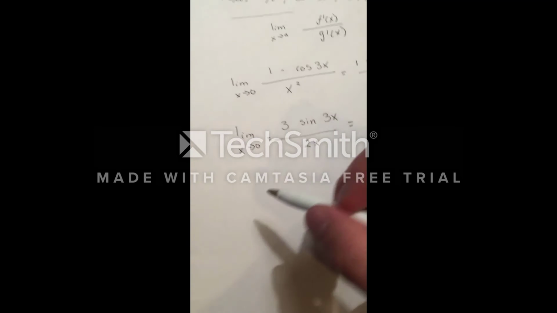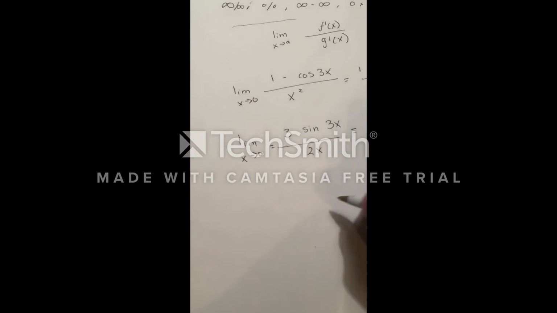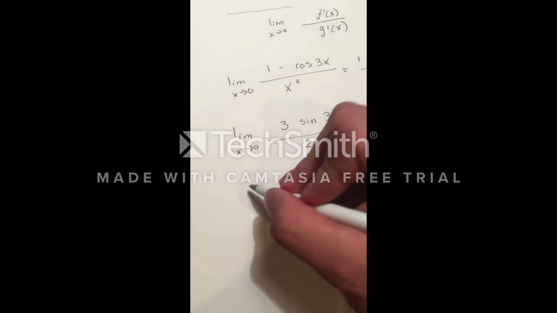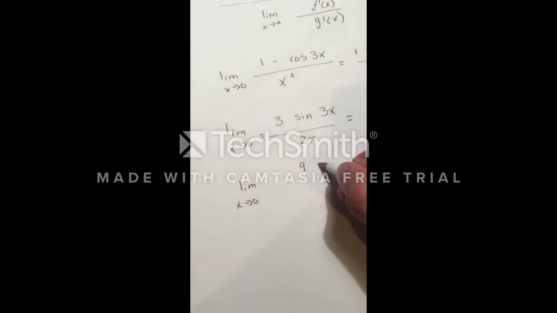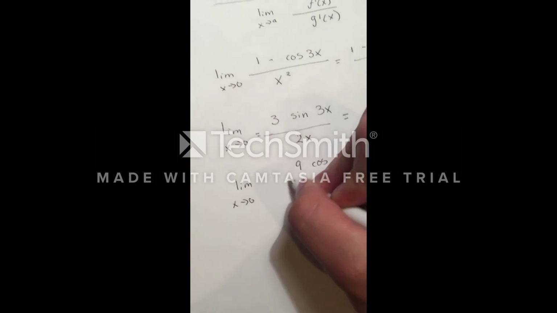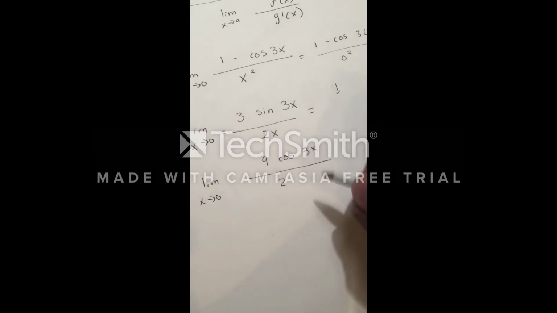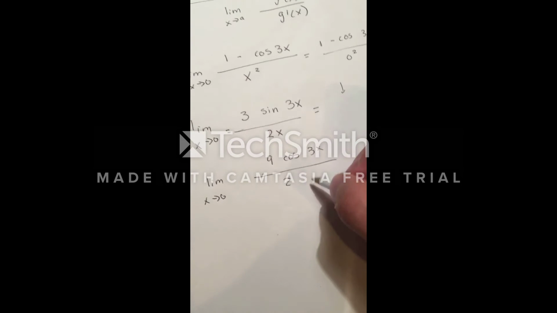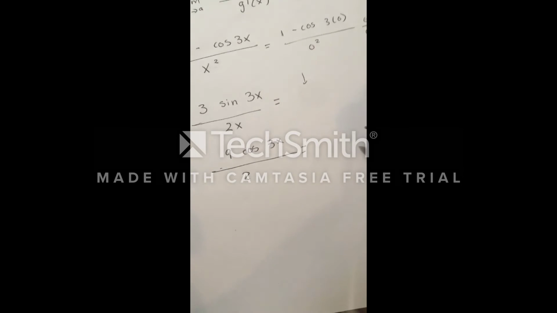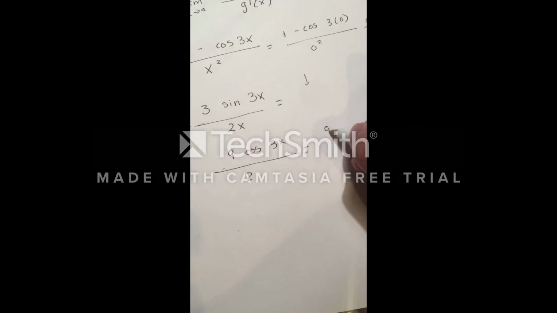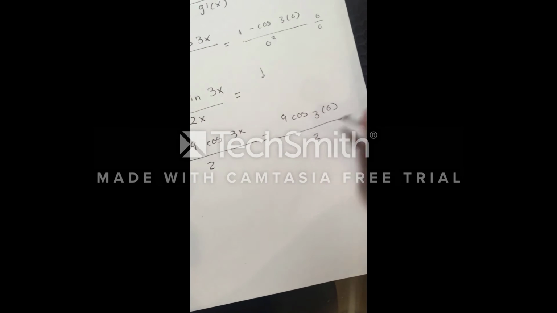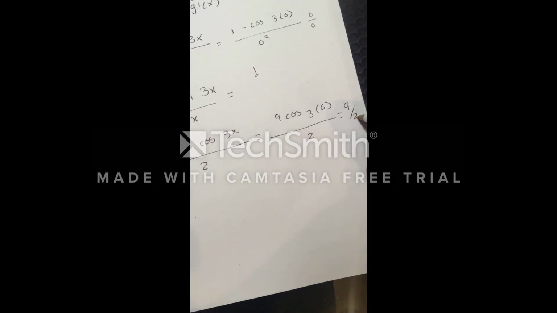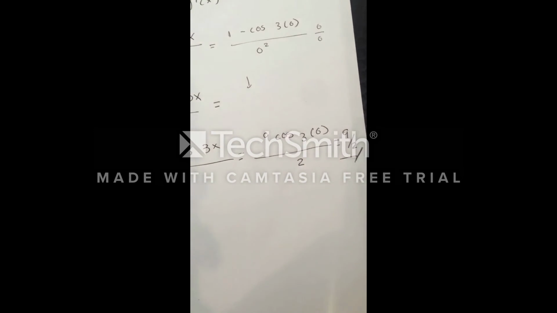So we need to apply the L'Hopital rule again. So the limit is 9 cosine of 3x over 2. This is the second derivative of this one. And then we evaluate, so we get 9 cosine of 3 times 0 over 2, and we obtain 9 over 2. And this is all that we have to do, and thank you.